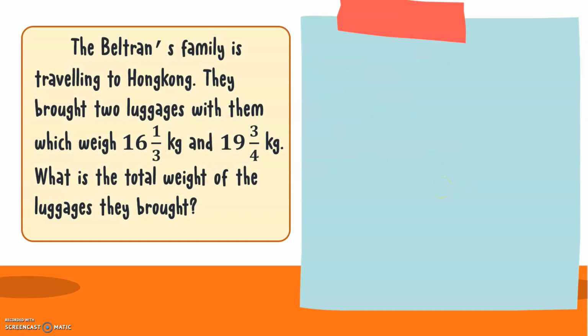Next example, the Beltrans family is traveling to Hong Kong. They brought 2 luggages with them, which weigh 16 and 1/3 kilograms and 19 and 3/4 kilograms. What is the total weight of the luggages they brought? This time, we are asked to find the total weight. So again, when you have the word total, it means that we will need to add. So for our equation, we will have 16 and 1/3 plus 19 and 3/4.